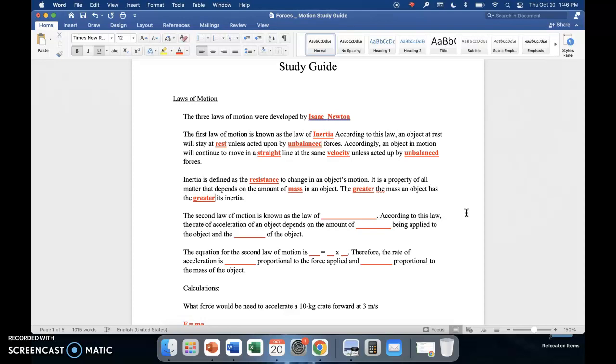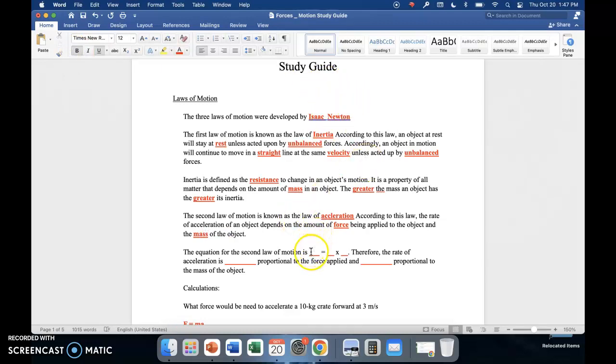Okay, now we are going to move into our second law of motion. Our second law of motion is called the law of acceleration. This is the one we have the equation for. According to this law, the rate of accelerating an object depends on the amount of force. Force is one of the things we will be looking at that is being applied to the object. And what else is going to be studied here? It's mass. That is where we get the equation.